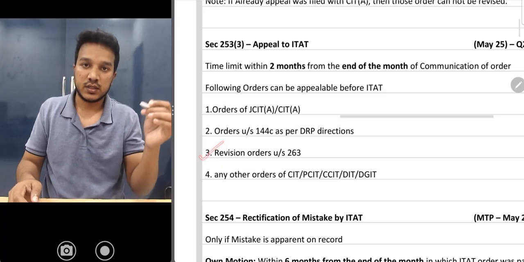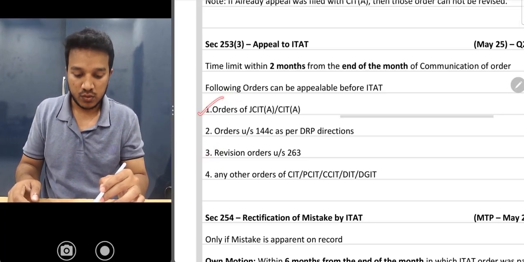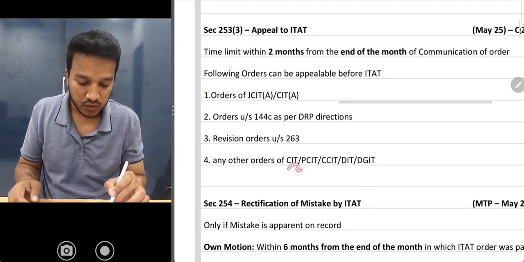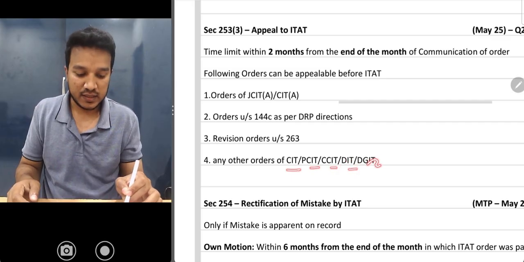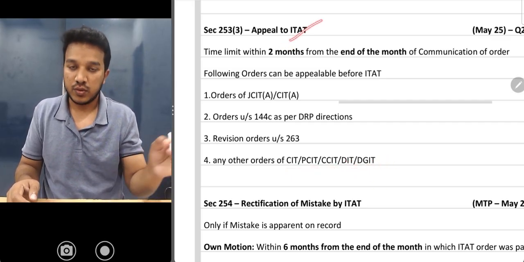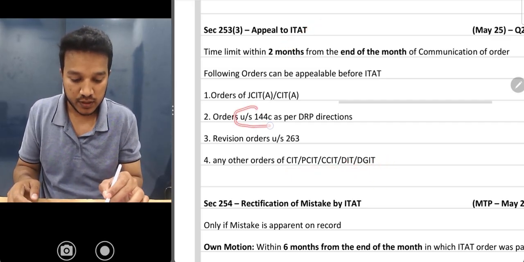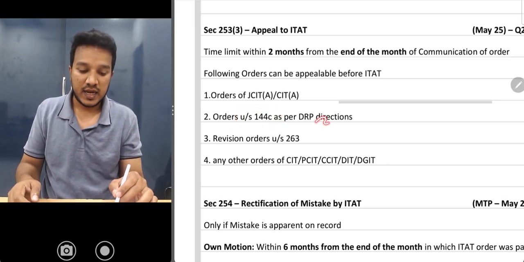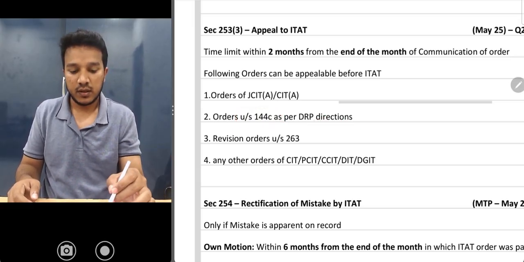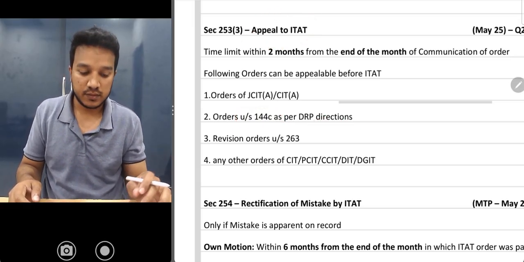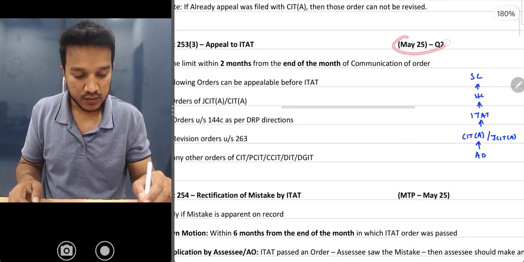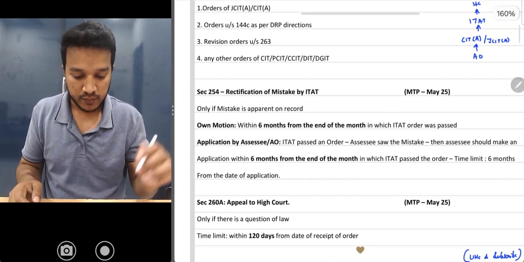That is your revision orders under section 263. Okay, so that's done. And then any other orders of CIT, PCIT, CCIT, DIT, TGIT, you can appeal to ITAT. The only thing that you need to remember here is under section 144C, as per DRP directions, you can appeal to ITAT. Got it? Again there is a question, please go and do it.